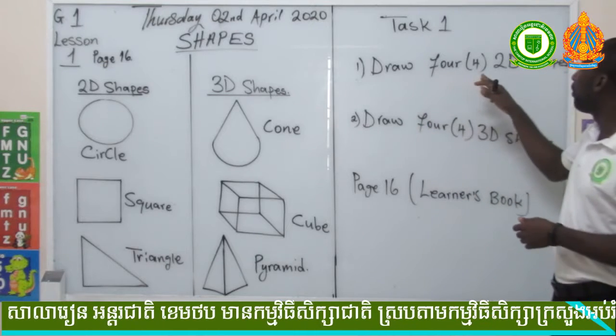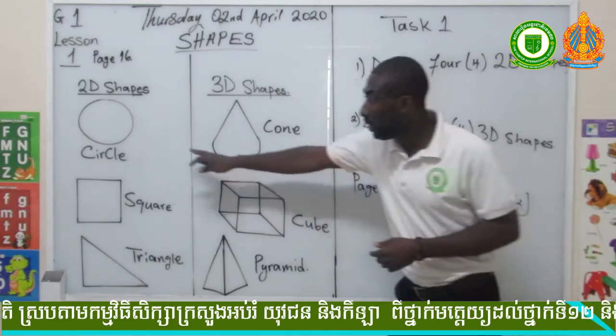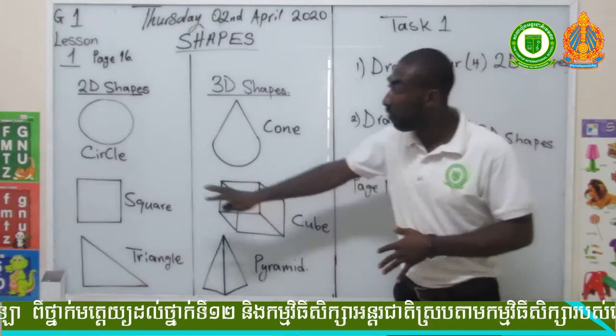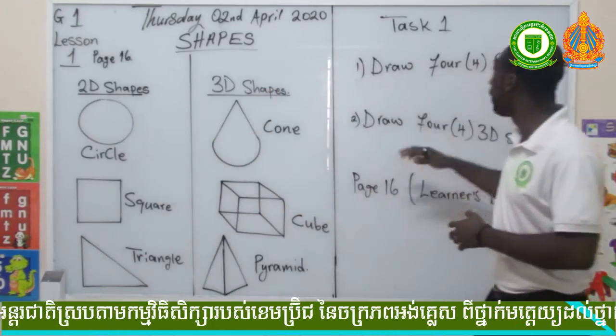In your task for this part of the video, you are supposed to draw 4 2D shapes, okay? You see your 2D shapes. The teacher has already given you 3 of them. So you have to find the 4th 2D shape, and then you add it to this one.